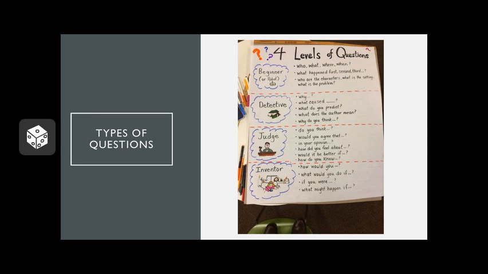So when we go through our questions, I'd like you guys to focus on including at least one question from either this detective, judge, or inventor section so that we can really focus on making our questions a higher level question. Make sure to keep track of these questions, again, in the W section of your KWL worksheet.